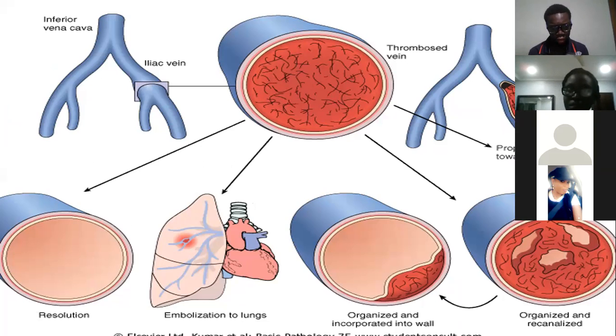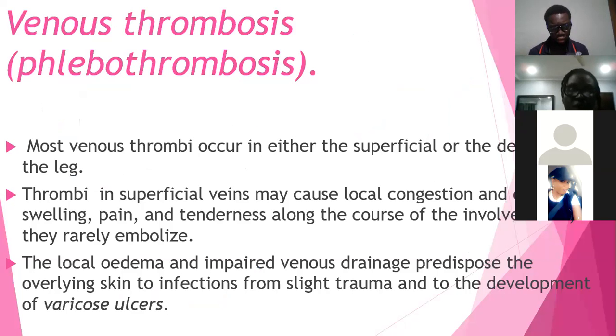Or it can become organized into the blood vessel wall. So it becomes incorporated into the wall, or after the organization, it becomes recanalized. So you can completely block the blood vessel, but later on a channel can be created as a result of fibrinolytic activity. Okay, so we have several types of clots. We have venous thrombosis, which forms in the veins of the legs.